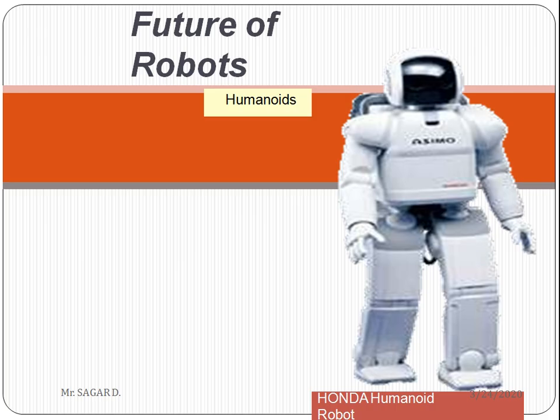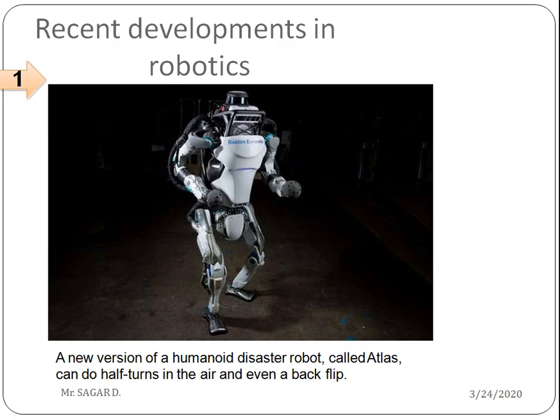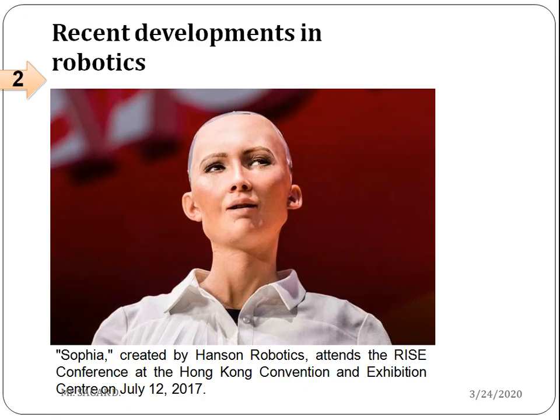Then another case study is also mentioned. It is a humanoid robo. So humanoid robo is the future of robo, an advance in robotics. Here a Honda humanoid robo is shown. A humanoid robo is a robo with its body shape built to resemble the human body, like Sophia. Sophia is a humanoid robo. In recent development in robotics, a new version of humanoid disaster robo called Atlas. This is Sophia, created by Hanson Robotics.